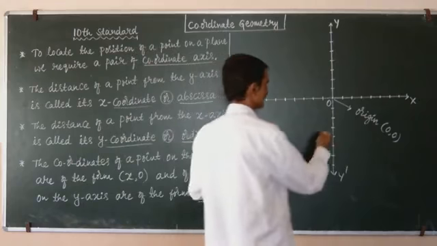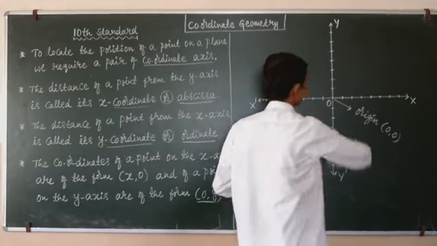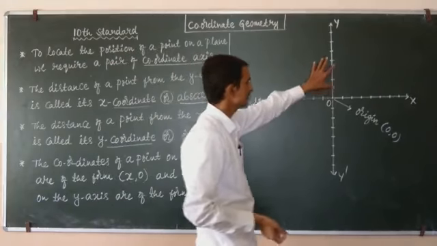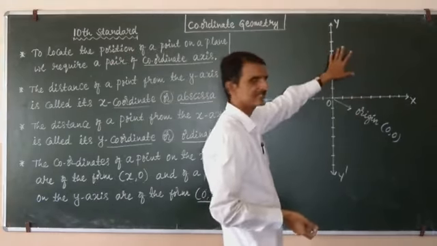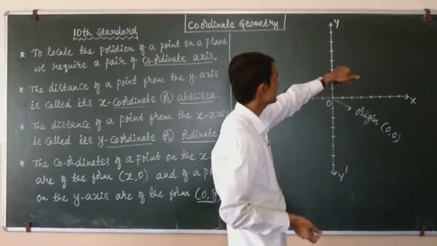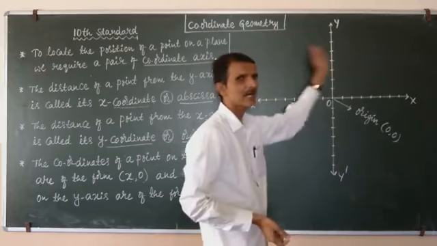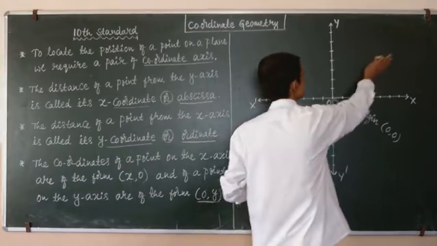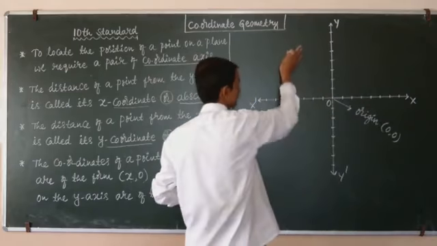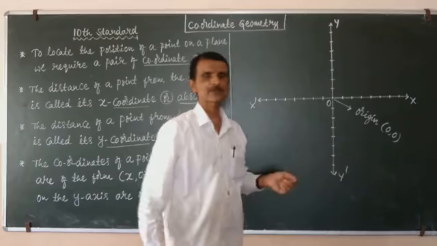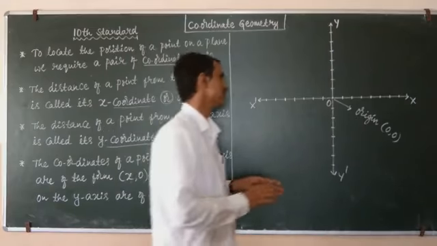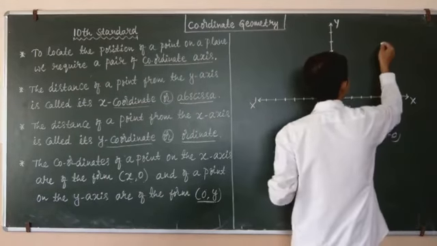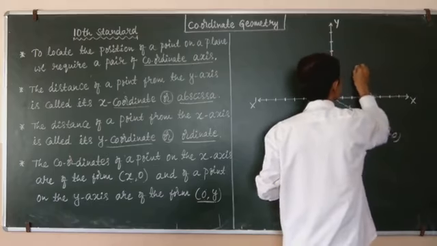If you observe this plane, these two lines intersect each other, dividing it into four equal parts. Each part, this part, this part, this part, is called a quadrant, that means one quarter, one by four. Each part is called a quadrant.